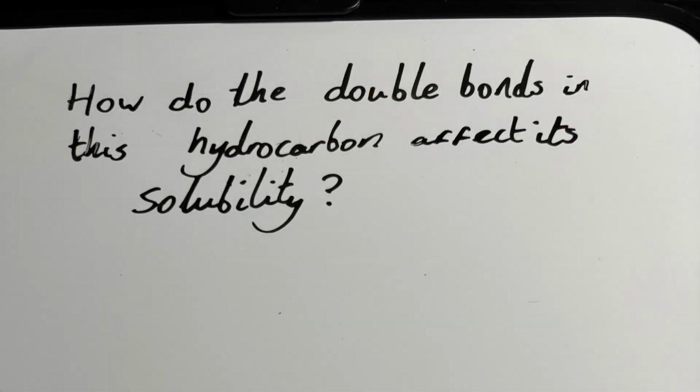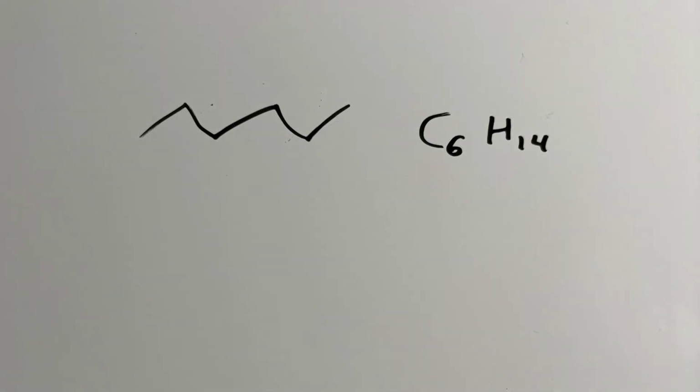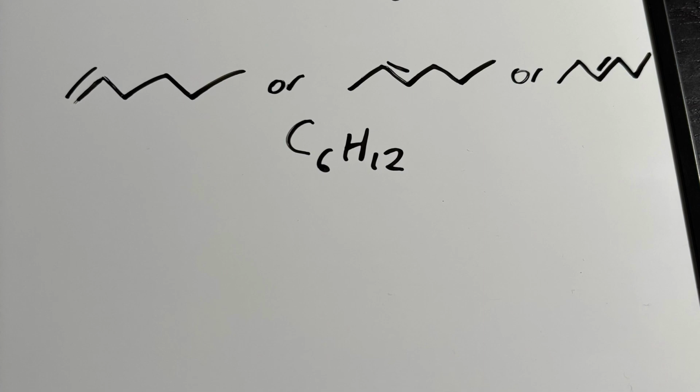Next question. How do the double bonds in this hydrocarbon affect its solubility? The obvious roadblock for this question is that it says this hydrocarbon, so obviously you'd be given a hydrocarbon in the interview. Problem is, I don't have that hydrocarbon, so we're just going to do it generically. We're going to do hexane because it's an easy one to look at and it's got enough carbons in it that we can look at multiple double bonds. Starting off with only one double bond, we have C6H12, or hexene.